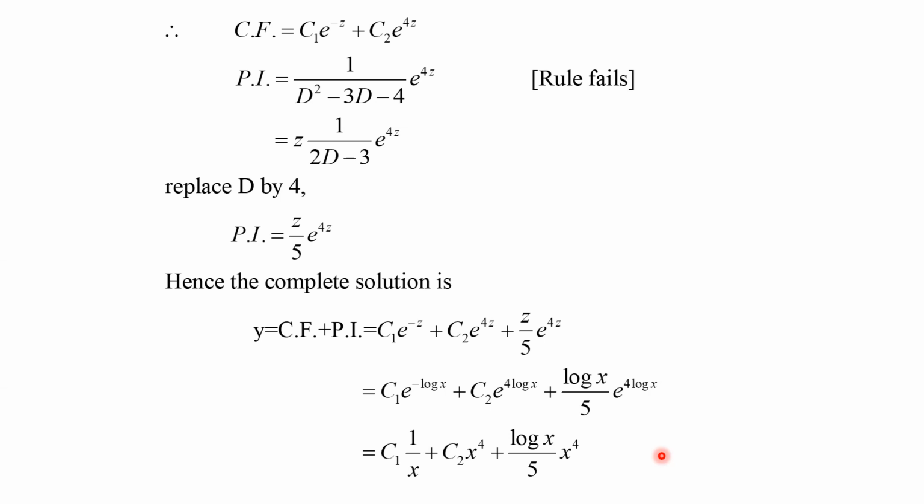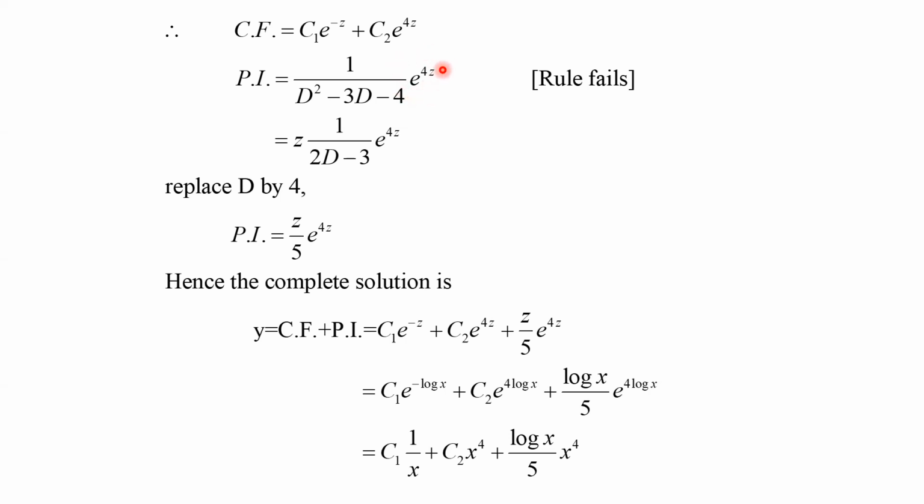The complementary function for real roots is c1 e^(-z) + c2 e^(4z). Here the complementary function is a function of z because we already replaced the variable x in the form of z. Now we have to find the particular integral. The particular integral is equal to 1/f(D) times Q. Here f(D) = D^2 - 3D - 4 and the function Q = e^(4z).